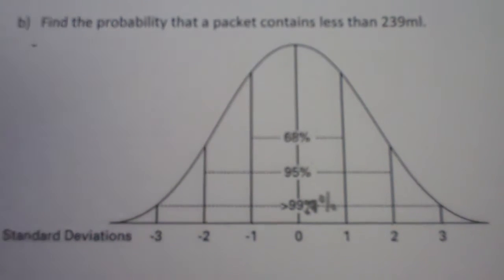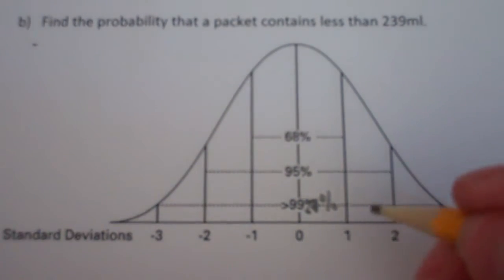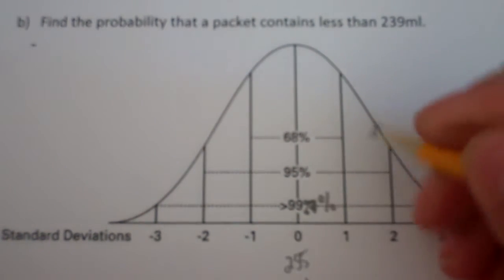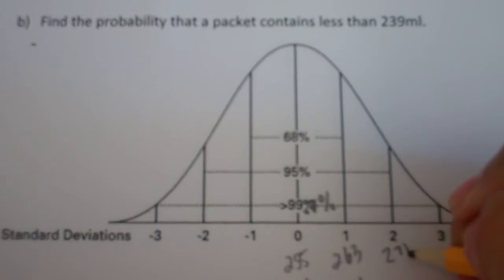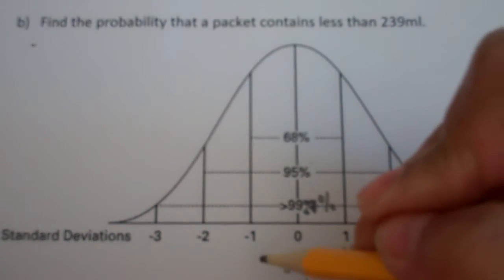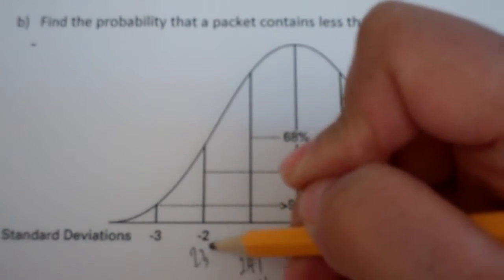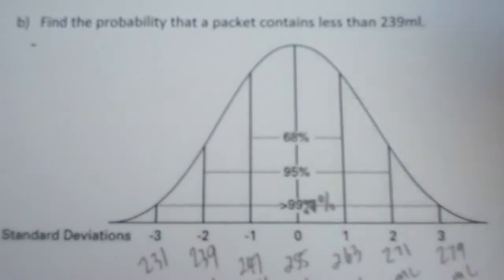It would be nice to enter our numbers in there. So let's put our numbers that we had, that we just calculated, and this is why it's important to calculate your numbers out. Let's put in our standard deviations and our mean. So here was our mean, 255 milliliters. 1 standard deviation was 263, 2 was 271, and 3 was 279. -1 was 247 milliliters, -2 was 239 milliliters, and -3 is 231 milliliters.